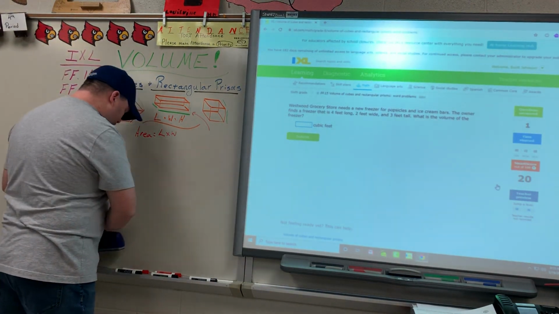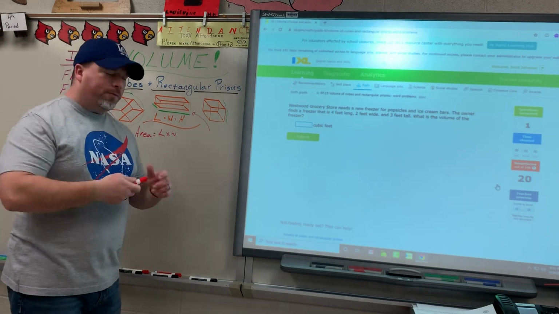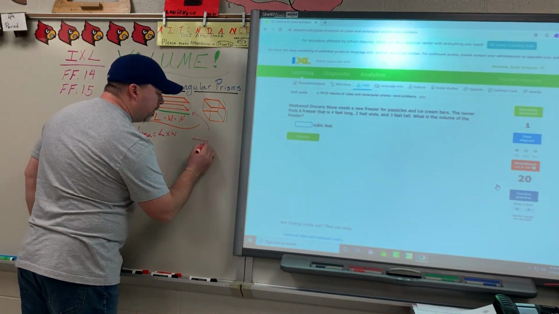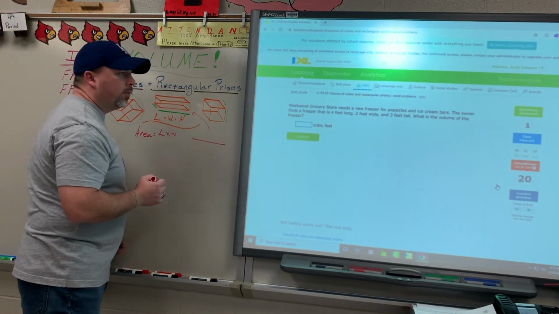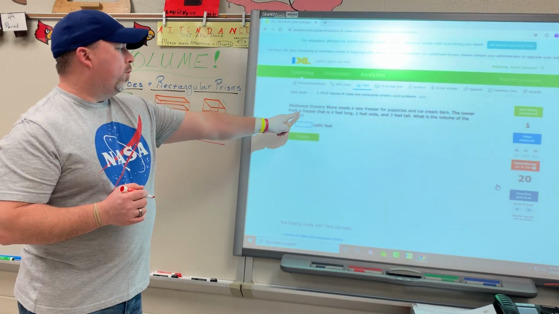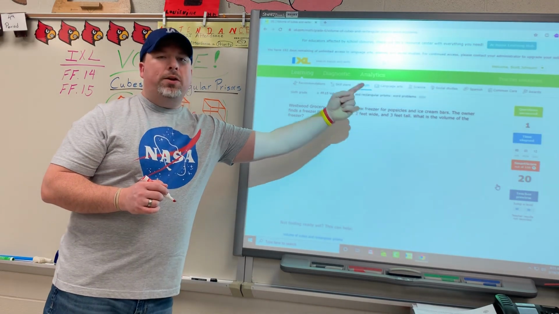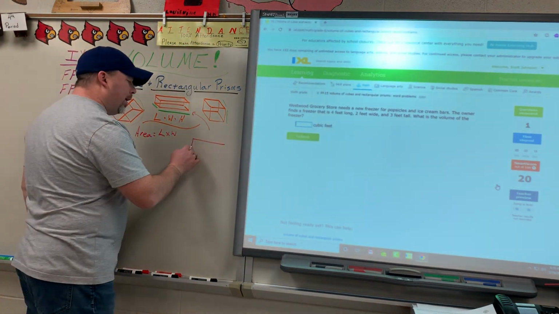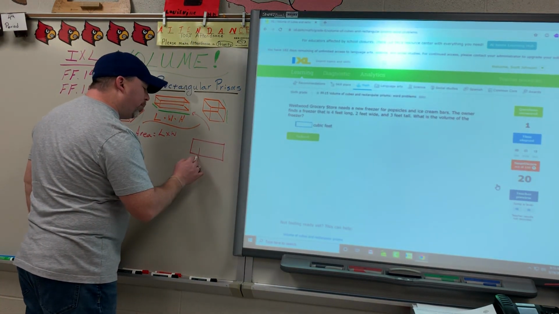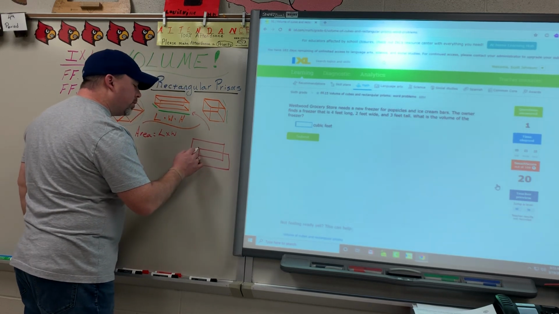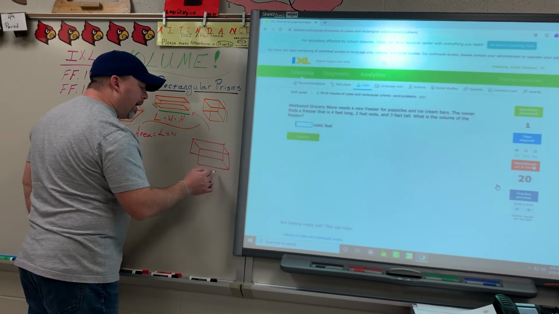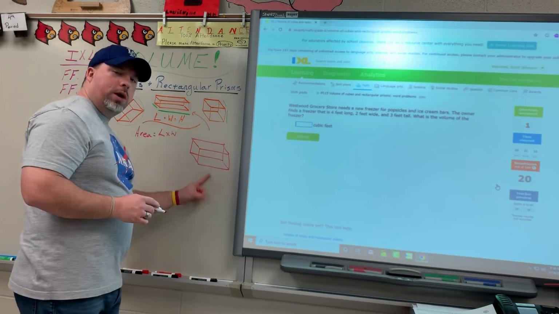Westwood Grocery Store needs a new freezer for popsicles and ice cream bars. Now, if most of you are familiar with freezers, they're large, they sit on the ground. The owner finds a freezer that is 4 feet long, 2 feet wide, 3 feet tall. Now, I'll go ahead and draw this, but I'm pretty sure most of you can start to do the math without actually having to see it. But let's go ahead and draw it.